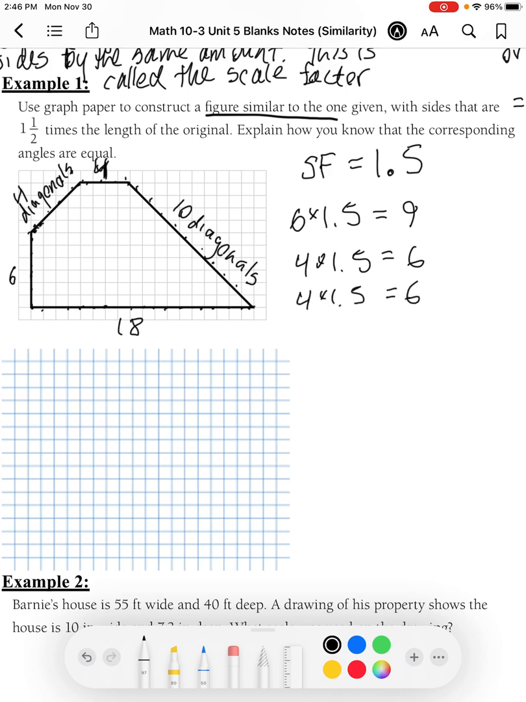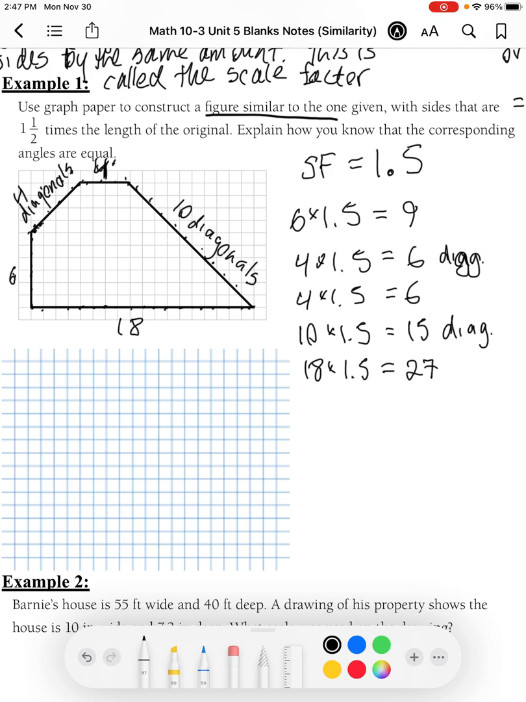And then 10 times, and by the way, this first 4, right? So I go this 6 over here, and then this first 4, these are diagonal. And then this 4 over here, the second one, that's just straight across. Then I've got 10 times 1.5, and that's equal to 15, and that's diagonal. Okay, and then I've got 18 times 1.5, and that's equal to 27.